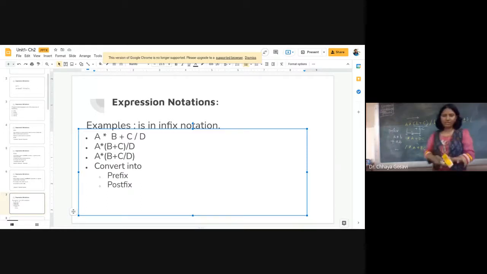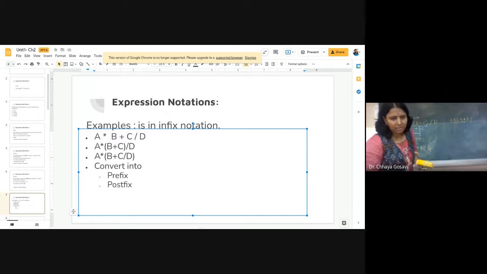Now try the third one. Convert this, A star, one more bracket is added here. Convert this to prefix and postfix. So brackets play an important role while executing expressions. What will be the prefix and postfix?